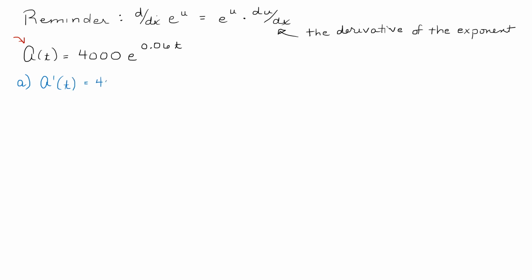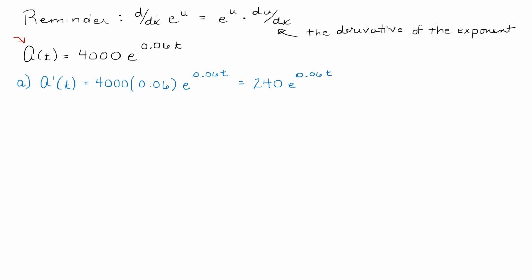So we'll have 4,000 times the derivative of the exponent, which is the 0.06, and then our e to the u. And so that will end up giving us 240 e to the 0.06t. So that's our answer for part A.